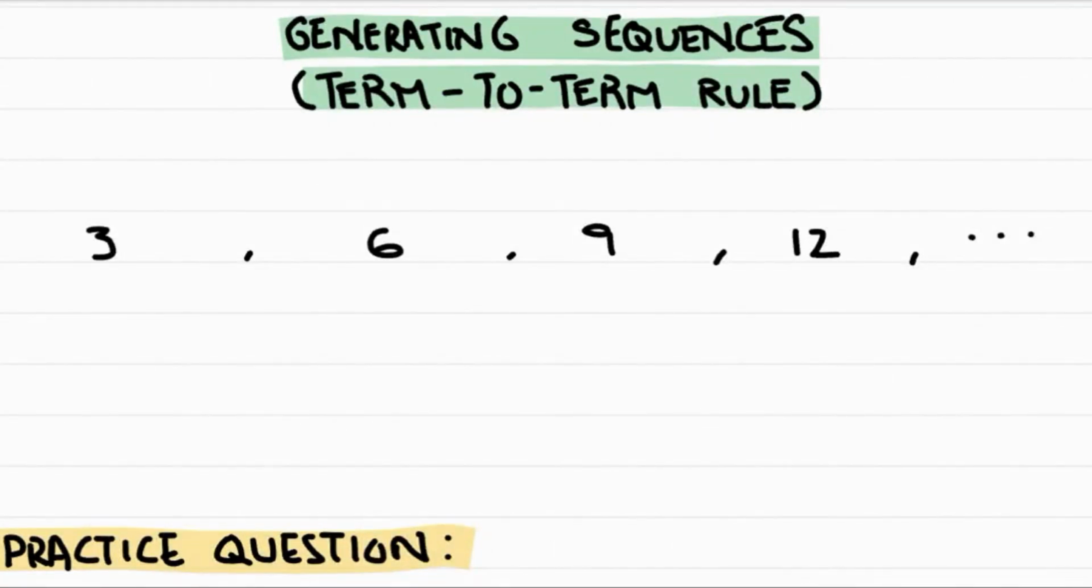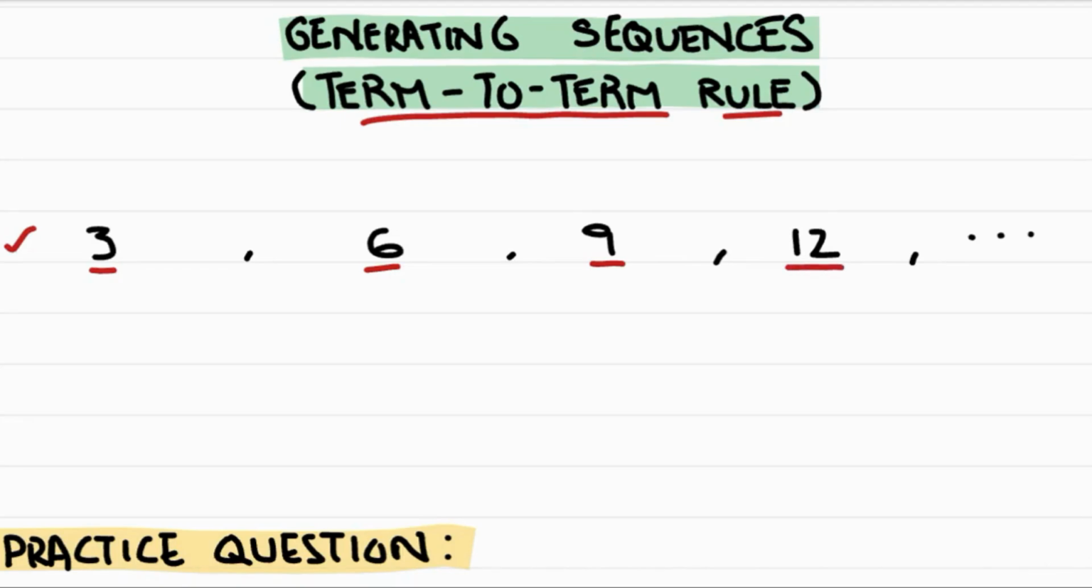In mathematics, we're given a list of numbers right here which follows a particular rule, so that it would be called a sequence. So we'll be finding the term to term rule of this sequence. Before that, we should know what a term is. So this is going to be the first term of our sequence, this is going to be the second term, this is going to be the third term, and this is going to be the fourth term.